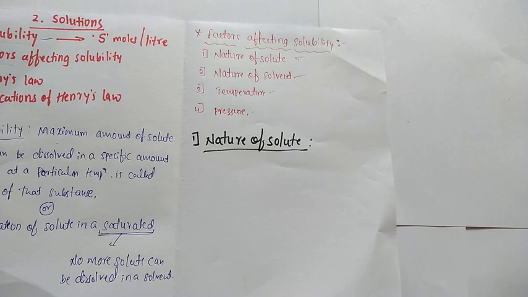For example, sugar dissolves in water, but sugar does not dissolve in benzene or toluene. Benzene is a non-polar solvent, and toluene is also a non-polar solvent. So in a liquid-in-liquid example, benzene is easily soluble in toluene, but sugar does not dissolve in benzene.